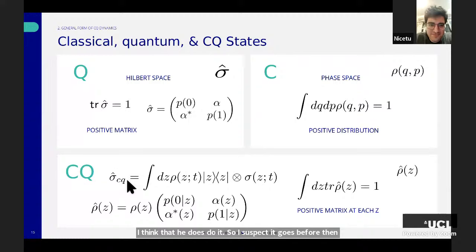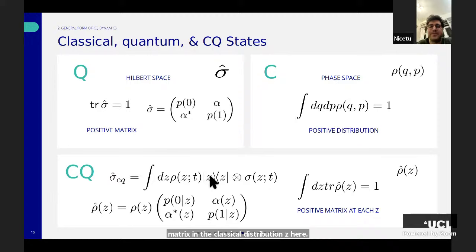Here I've written a classical quantum state in a purely quantum formalism. So for example, I have a particular probability density of being at Z, and I have a diagonal matrix in the classical distribution Z here, so you have no coherence whatsoever. And that's another way of representing a classical system.